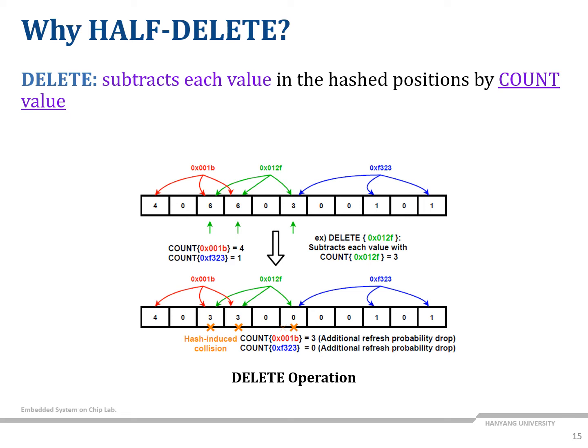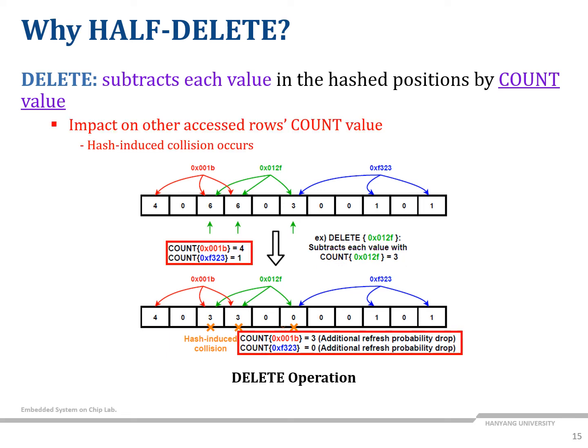This figure is an example of a delete operation, which subtracts each value in the hashed positions by the count value. If we delete the green row from the count table, it subtracts each value by 3 because the count value of the green row is 3. After the delete operation, it impacts other accessed rows' count values. The count value of the red row decreases from 4 to 3 and the count value of the blue row decreases from 1 to 0. It is referred to as hash-induced collision and it has a negative effect on additional refresh probability.